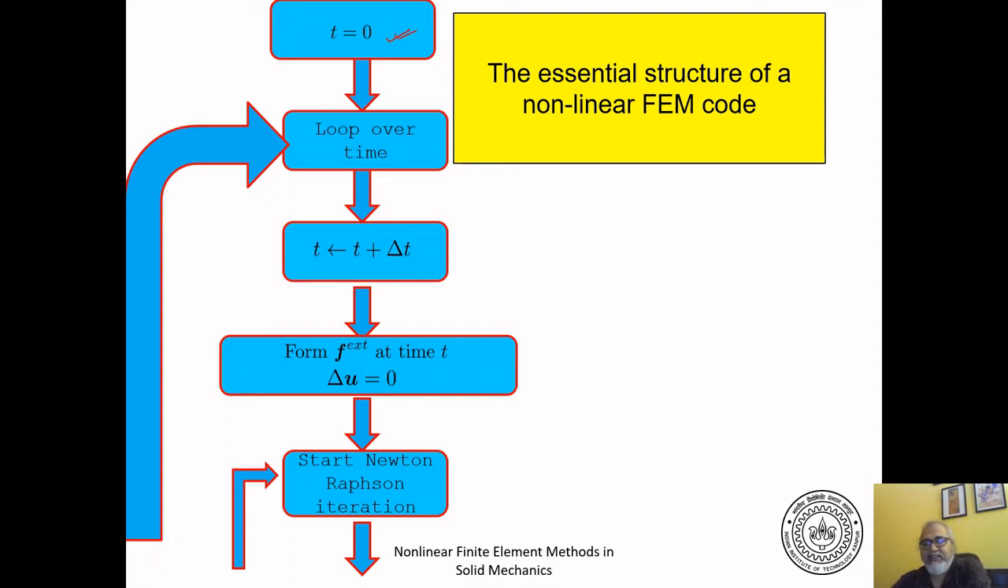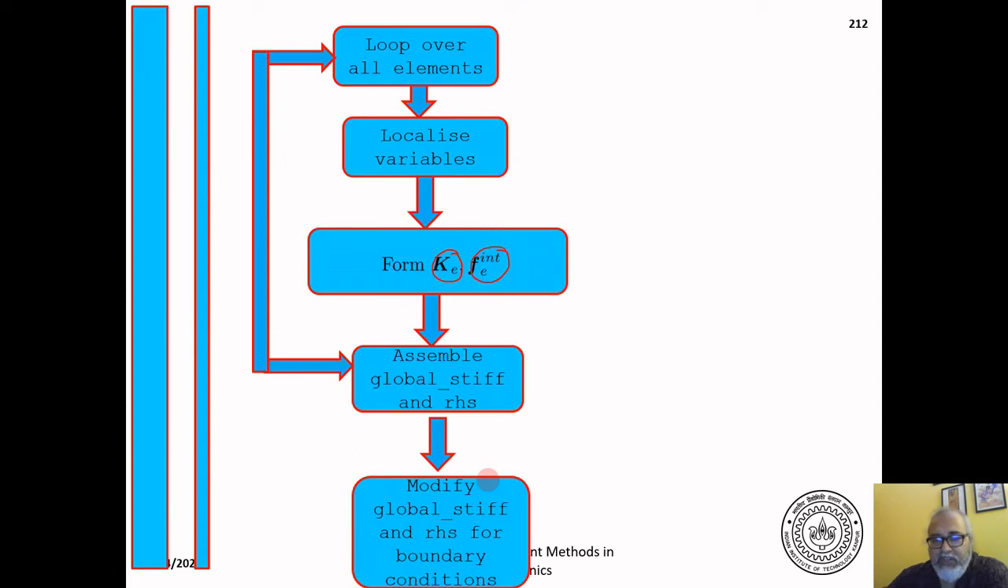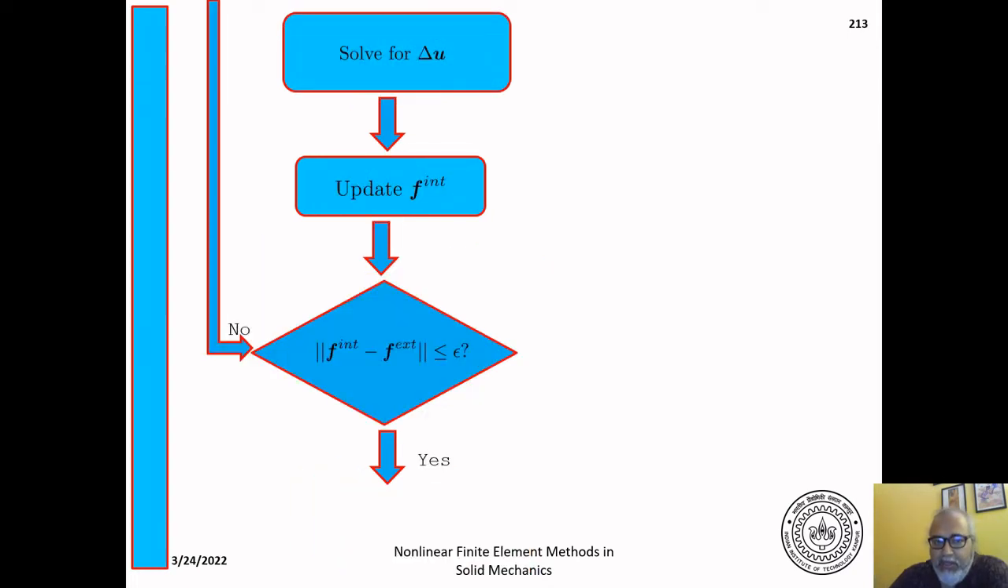So this is the essential structure of a nonlinear FEM code, and as you will see, the main differences are the following. We are solving for delta u rather than the total u. We have a Newton-Raphson iteration process in place within which we form not the total stiffness matrix, but the tangent stiffness matrix and the internal force vector. And the rest of the procedure is more or less the same.